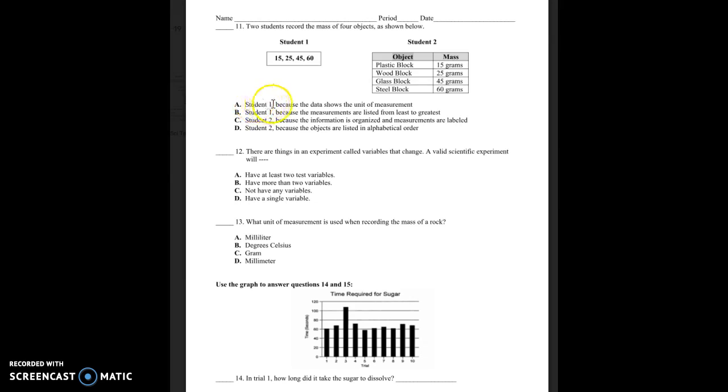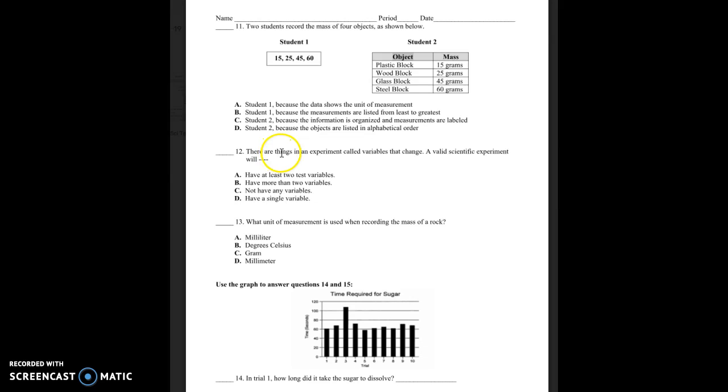A. Student 1, because the data shows the unit of measurement. B. Student 1, because the measurements are listed from least to greatest. C. Student 2, because the information is organized and measurements are labeled. D. Student 2, because the objects are listed in alphabetical order.